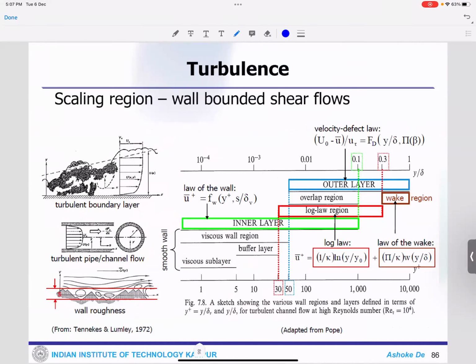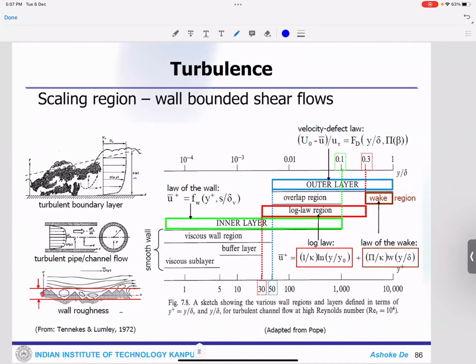Now, this is what I have already talked about, the wall bounded shear flows. So you see the turbulent boundary layer, the pipe flow, and wall roughness. You have essentially different regions. One would be close to the wall, then there would be an intermediate or overlapping region, then the outer layer. And the velocity profile is going to behave differently in these three regions. So that is the idea here. And if you have that scaling, then you can proceed.